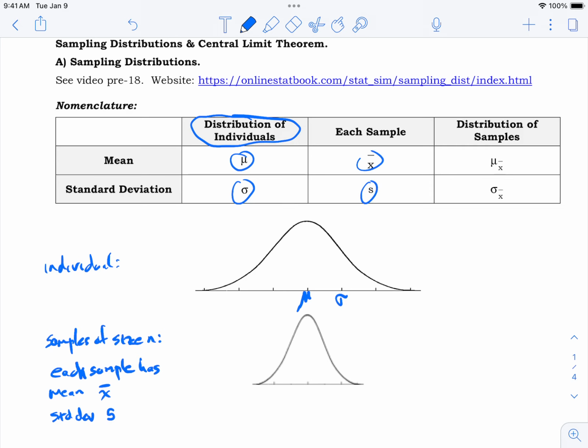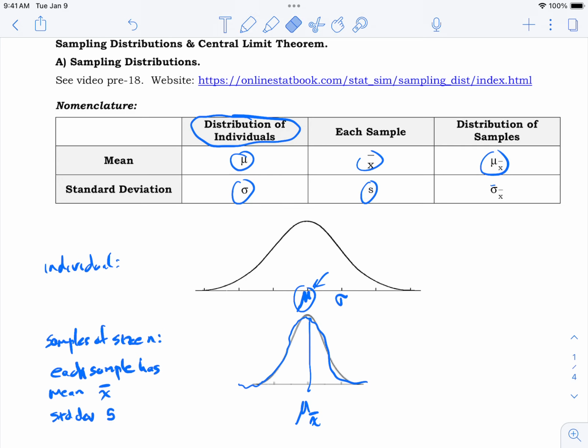Okay, but you take every possible sample, and then you graph the means for each of these samples. What you'll find is that the mean of all these samples, of course, comes out the same as the mean of the individuals, but we give that a special symbol, the mean of all of the samples. The mean of all the x bars comes out to be the same as the mean of all the individuals. They're the same. But again, the key point here is that the sigma is different.